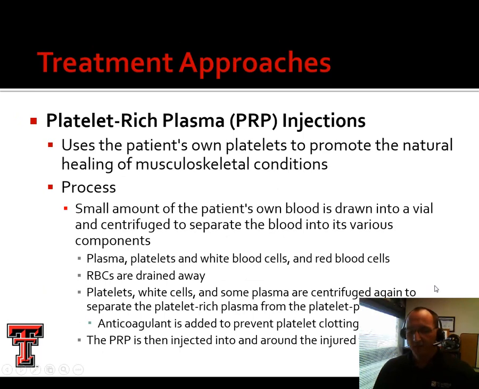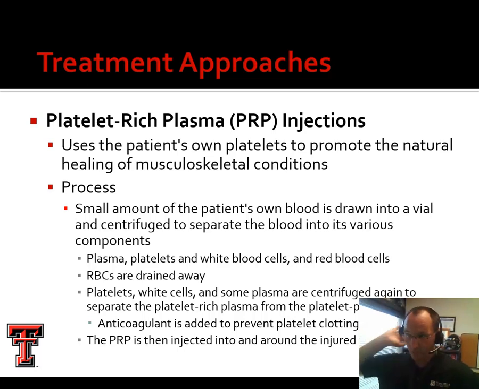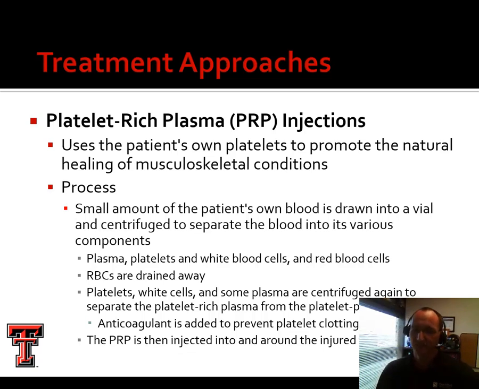Along the same lines, probably with a little bit better support, is PRP injections, but this is still kind of on the cutting edge, so there's still a lot of research left to be done here. So this uses the patient's own platelets to promote this natural healing response.